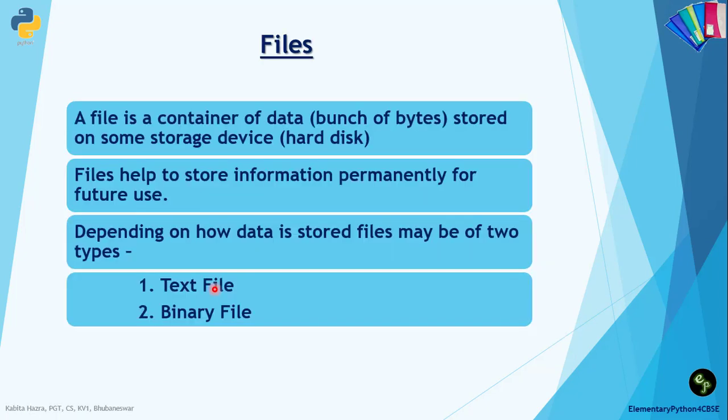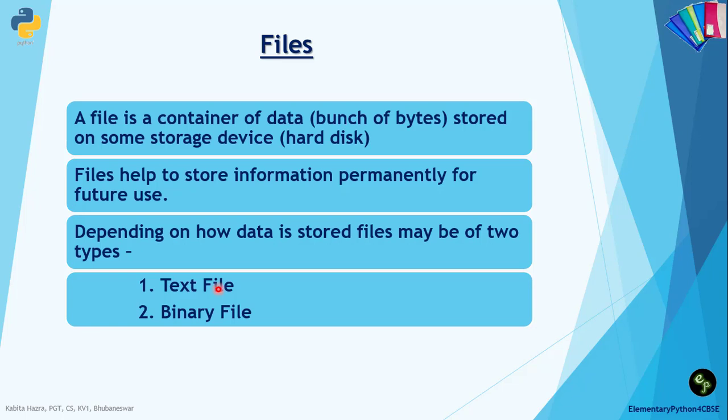What is a file? A file is a container of data, that is, it is a bunch of bytes stored on some secondary storage device like a hard disk. Basically, we need files to store information permanently for future use. Whenever we are working, the data gets temporarily stored in the main memory. From there, we have to give an instruction to write it or store it permanently in the secondary storage device in the form of a file.